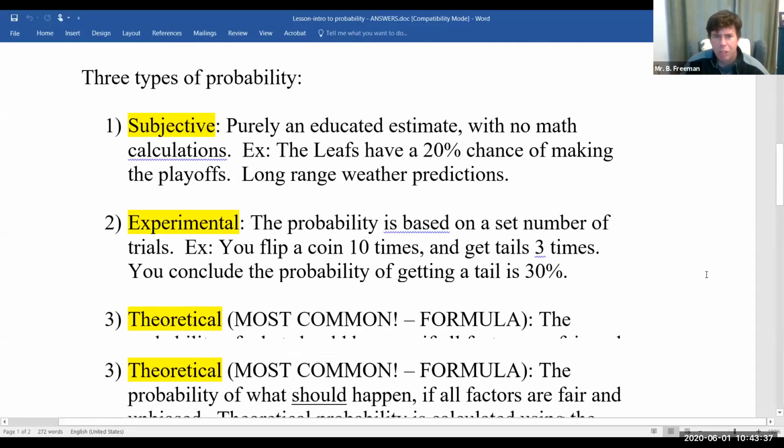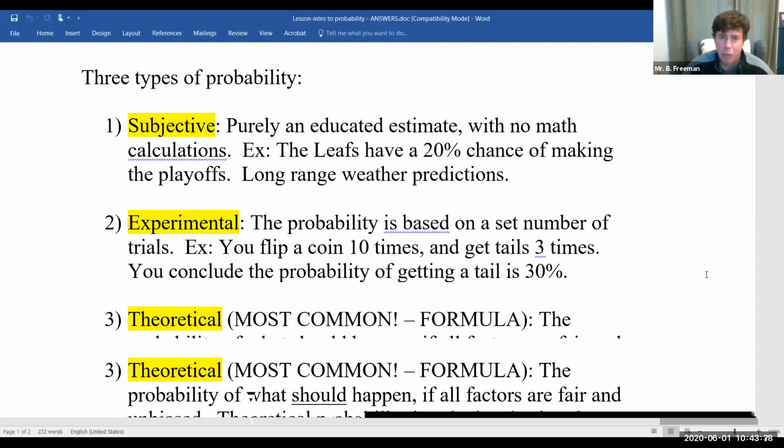Backing up though, a bit of terminology. There's not a lot of definitions you need to learn in this unit, but here are 3 of them that you're required to know and that will be on the quizzes. There are 3 main types of probability. One is subjective. There's a great little video that I'll put up that Rick Mercer did that looks at the subjective probability and numbers behind weather forecasting, especially those long-range weather predictions. Subjective is really, at best, an educated estimate. There are no specific calculations.